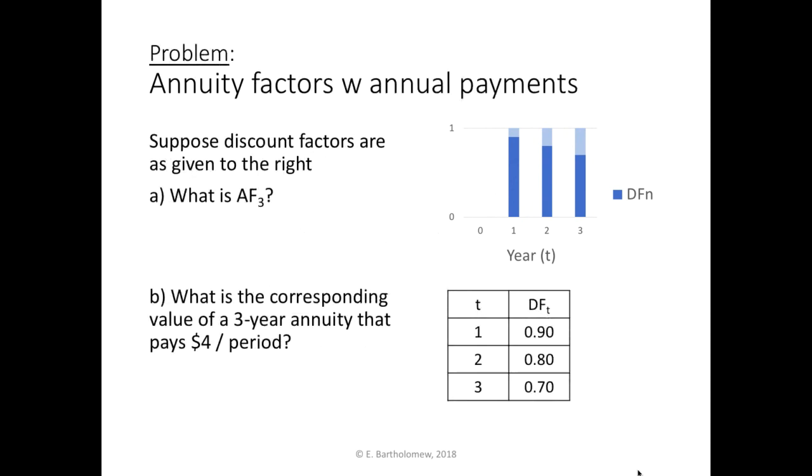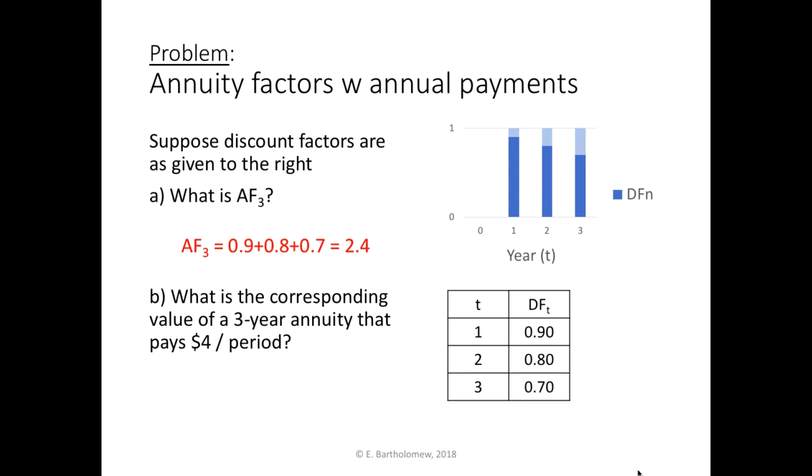So let's consider a problem and look at an annuity with annual payments. Here in the graph, you see again three cash flows of a single unit of currency, and they have corresponding discount factors of 0.9, 0.8, 0.7. Now, what is the annuity factor for the three? It's just the sum of them. So pause for a second and think about what that is. Okay, so it's just adding the three together, nothing more difficult than that.